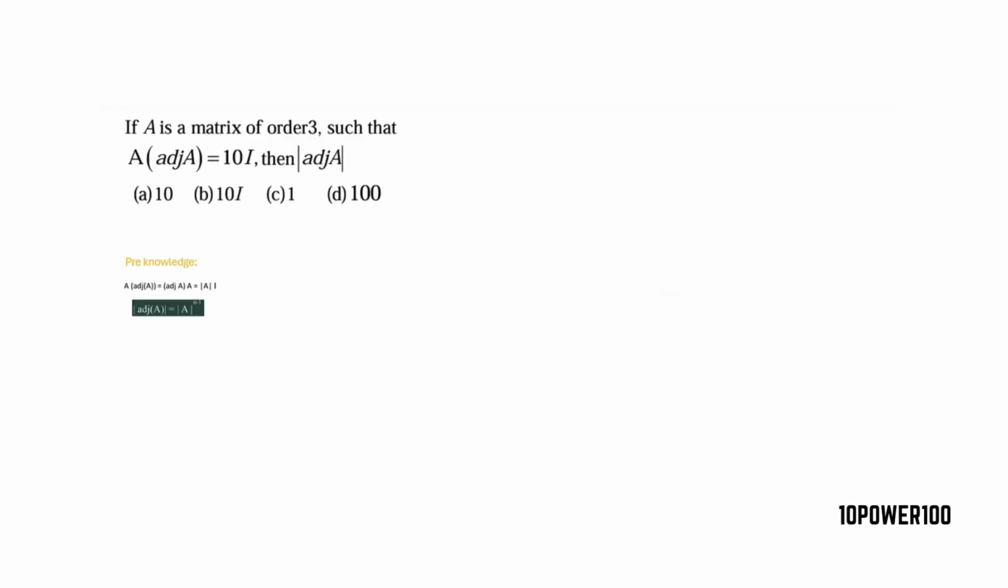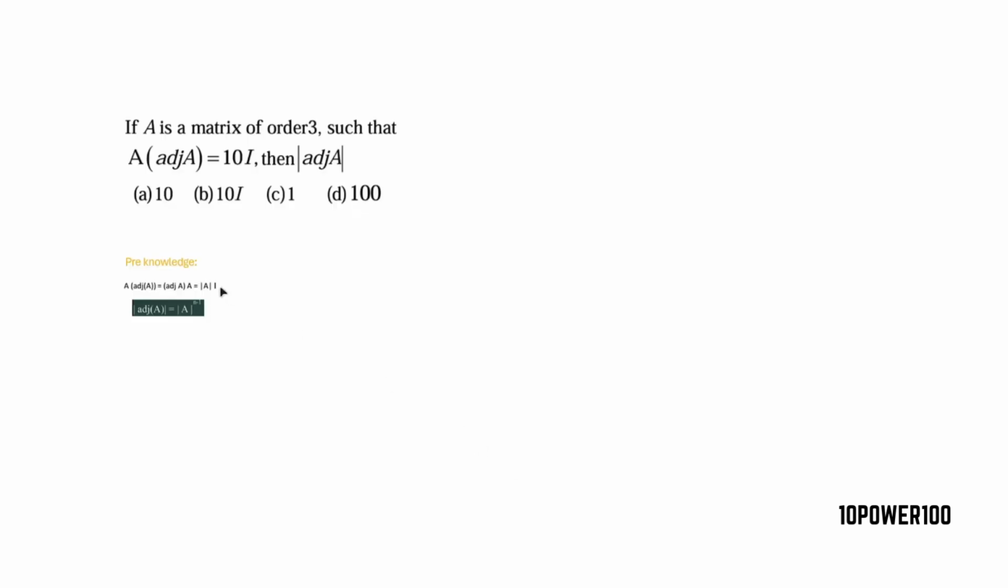If A is a matrix of order 3 such that A into adjoint of A is equal to 10 into I, then find the determinant of adjoint of A. The options are option A 10, option B 10I, option C is 1, and option D is 100. The pre-knowledge required to solve this problem: the first one is A into adjoint of A, or adjoint of A into A, is equal to determinant of A into I. Very important property.